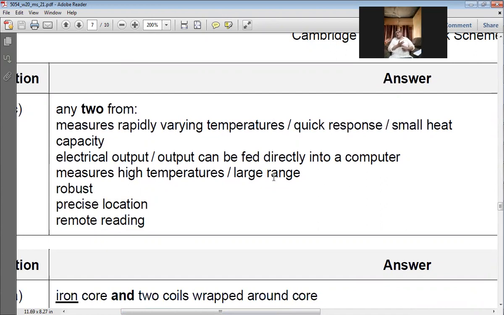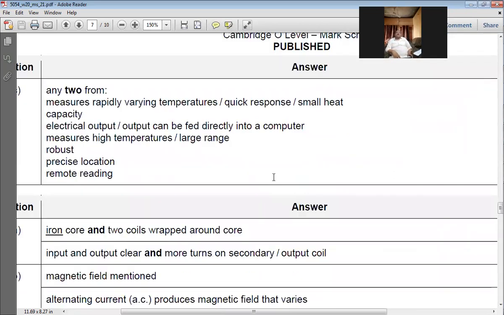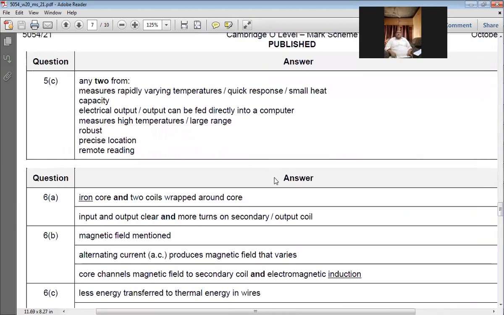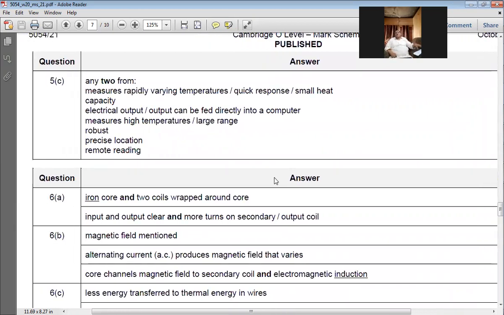Output can be fed directly into a computer. It can measure high temperature, which means large range, robust, and precise location, remote reading. So these are a few of the benefits or advantages of using a thermocouple thermometer. It's a very famous question. It always comes for 2 marks, where you have to write why a thermocouple thermometer is a better thermometer.